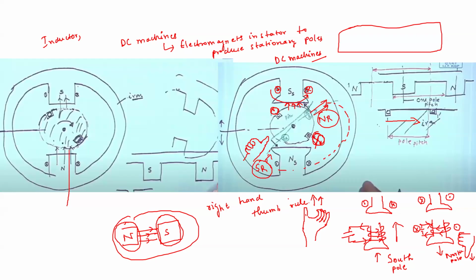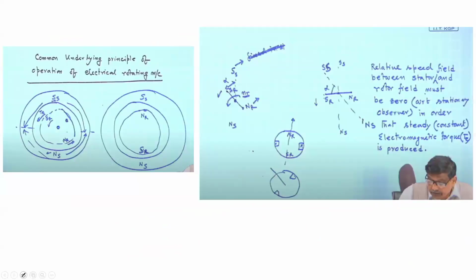So, coming back to our discussion here, as I was saying, we will be discussing the basic principle of how the rotating action is obtained in the motors. Let us see how it is obtained. Let us take the case of the induction motor.